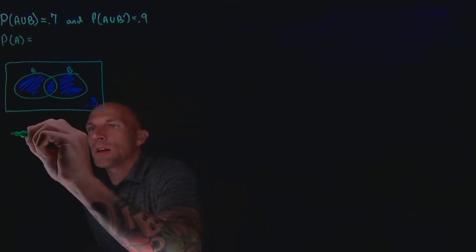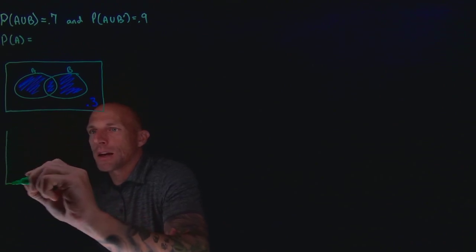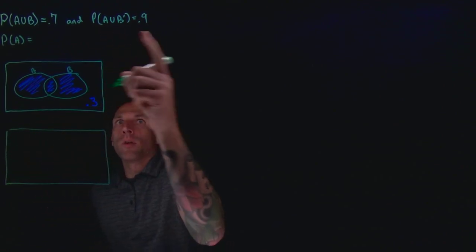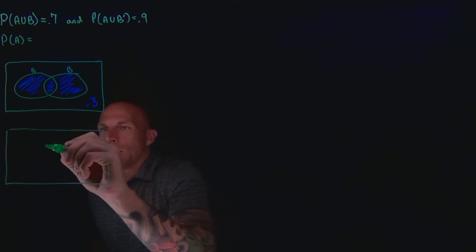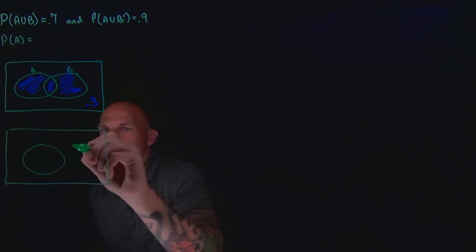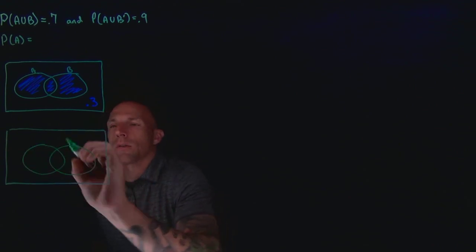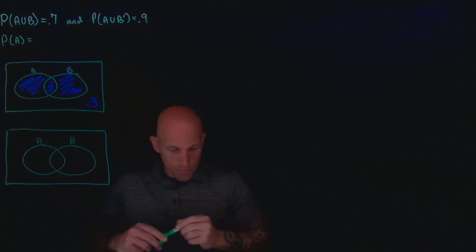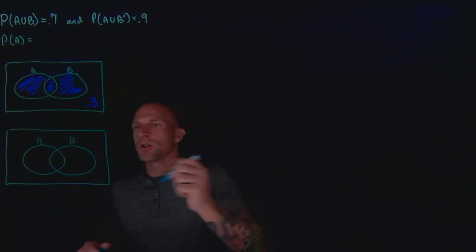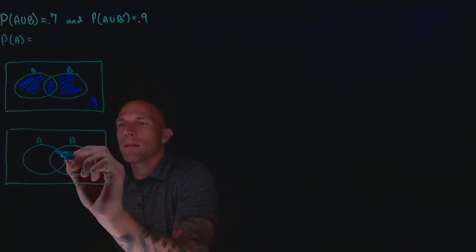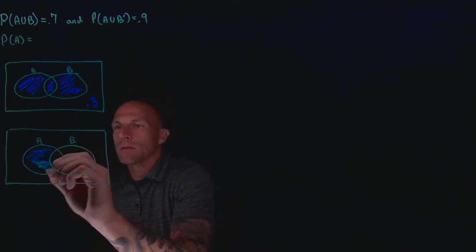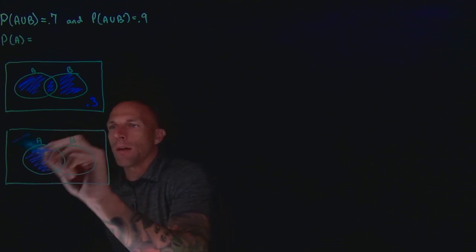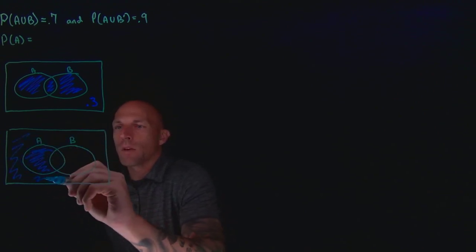And now let's take the second statement that we have. Probability of A union not B equals 0.9, and let's create a picture of that. It's A and B. And now let's shade. So we have A, but not B. So we're going to skip the intersection. And then union with everything that's not B.